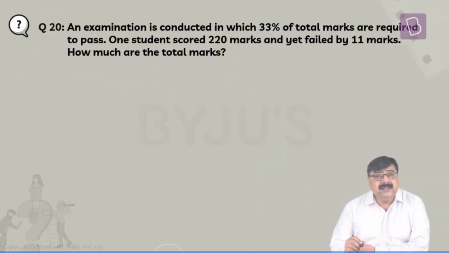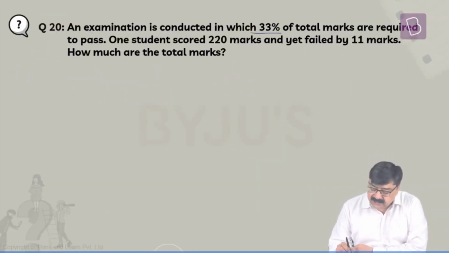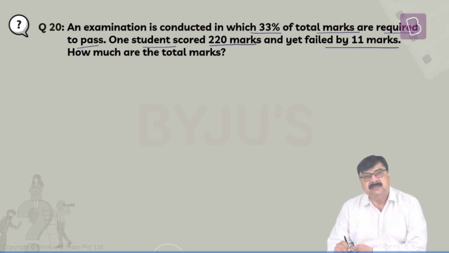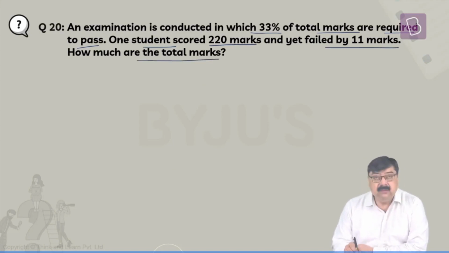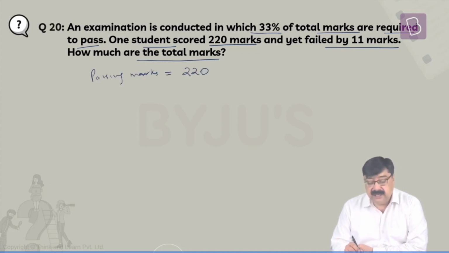An examination is conducted in which 33% of total marks are required to pass. Now, one student scored 220 marks and yet failed by 11 marks. How much are the total marks? See, what are the passing marks? Well, the marks scored by the student are 220 and he has failed by 11, so he should have scored 11 marks more, then he would have passed. So passing marks here are 231.